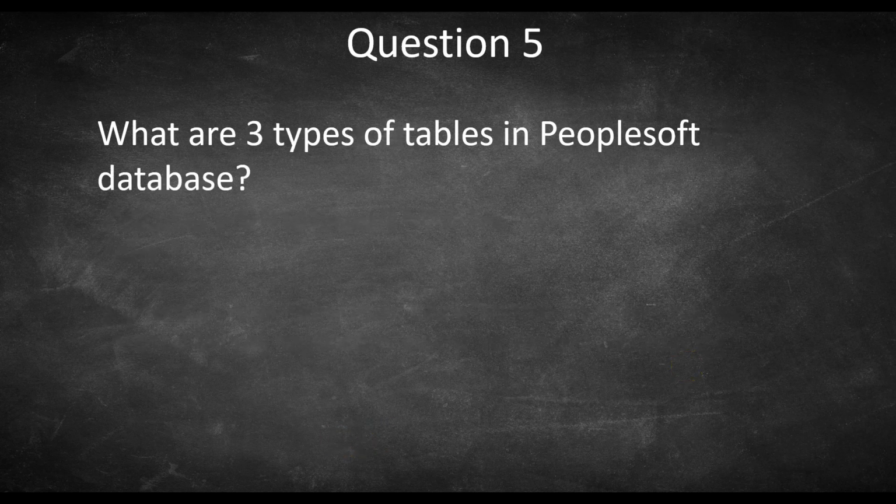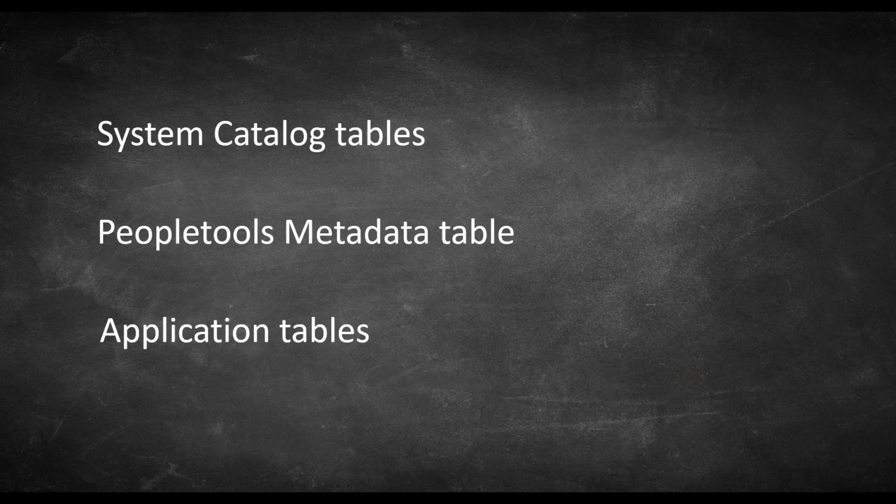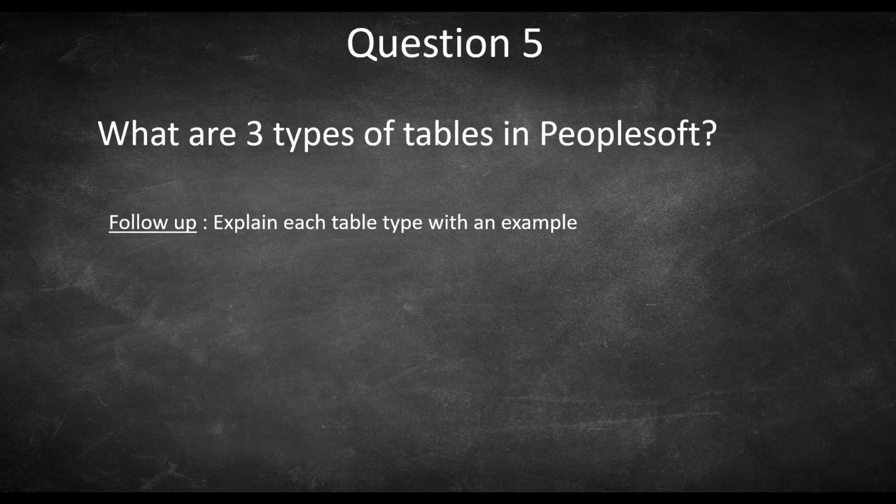The next question is what are 3 different types of tables available in the PeopleSoft database? So in the PeopleSoft database, we have these 3 types of tables available, which are system catalog tables, PeopleTools metadata tables, and application tables. A follow-up question is explain each type of table along with some examples. So let us understand the same.